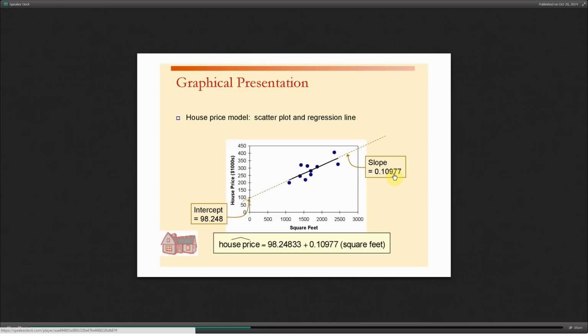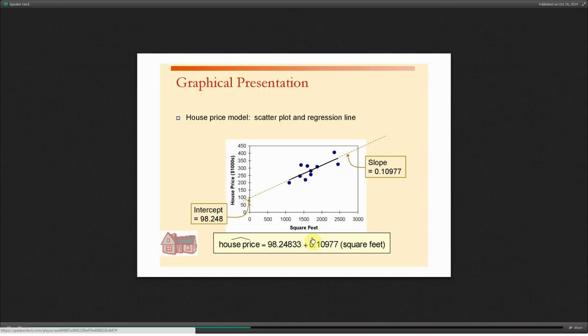Another way of saying it, which is probably more natural, is that for every square foot increase, the selling price will increase by $109.77, or rounded up, $110. So each square foot of a house is approximately, on average, worth about $110 more. And again, it's a positive relationship because this is a positive slope. It doesn't have a minus sign.